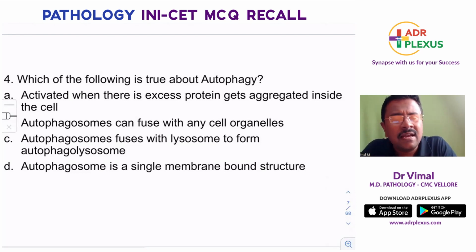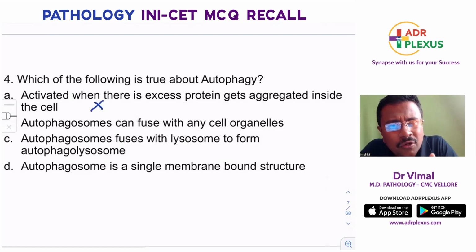The first option was that autophagy is activated when excess protein gets aggregated inside the cell. What do you think about this option, true or false? When there is excess protein inside the cell, why should autophagy occur? Autophagy is eating up its own cell contents. Why should the cell digest itself? Only during nutrition deprivation does the cell want to survive, and as an adaptation it tries to do autophagy. So when protein content is excess, cells will definitely not go for autophagy. So this option is wrong.